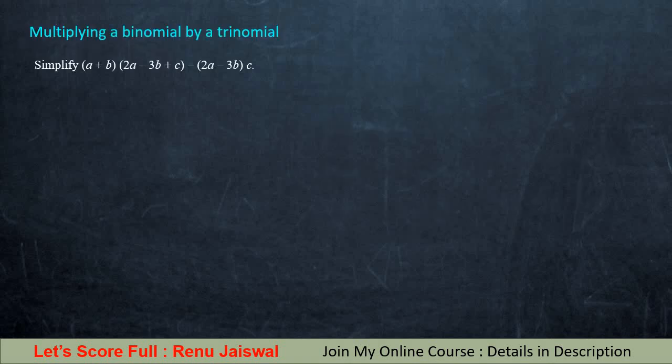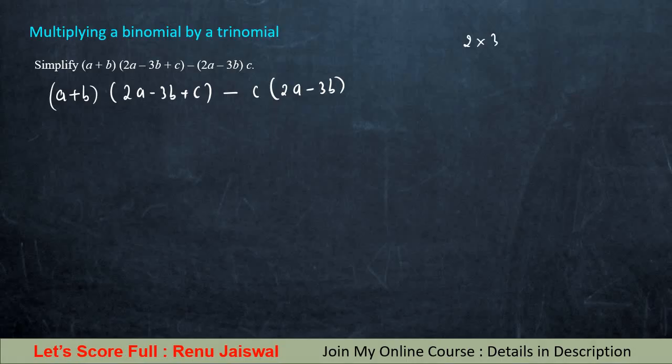Now what if I have a binomial and a trinomial? How to multiply that? See here, I have a plus b and then 2a minus 3b plus c, and here I have 2a minus b into c. So this c, instead of last, you can even write at the start. In multiplication it does not make a difference. Like if it is 2 into 3 or 3 into 2, it does not make a difference. It is the same. So in the same way you can reverse the numbers here. I'll write it first, because multiplying that way makes it easier.